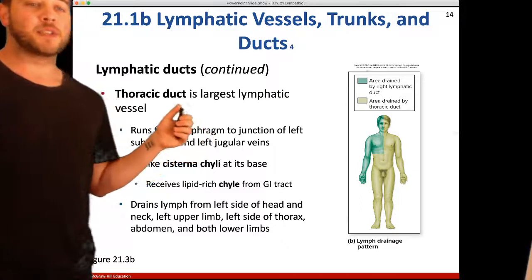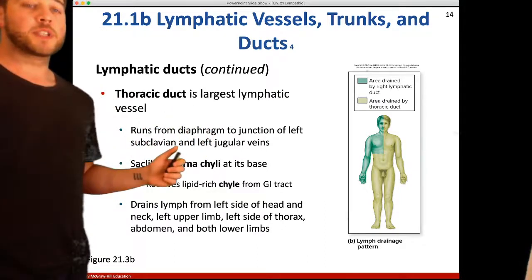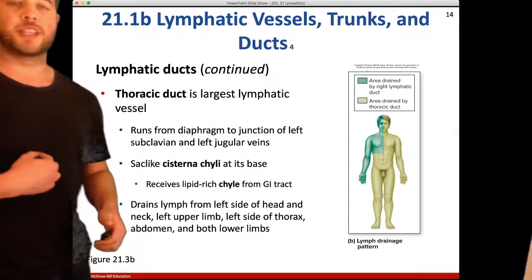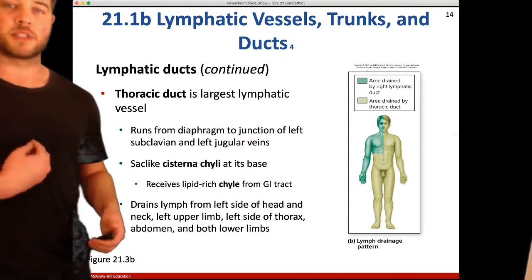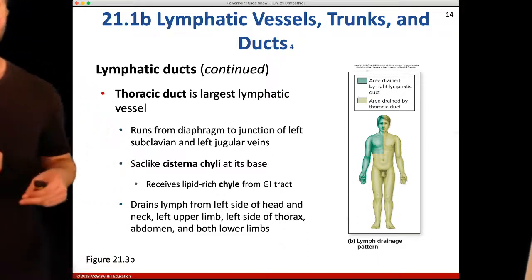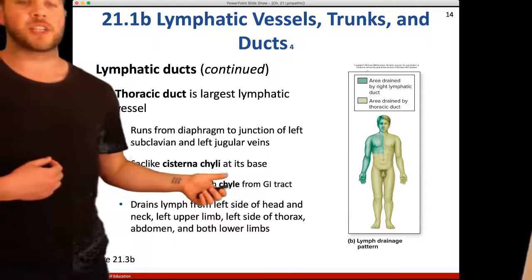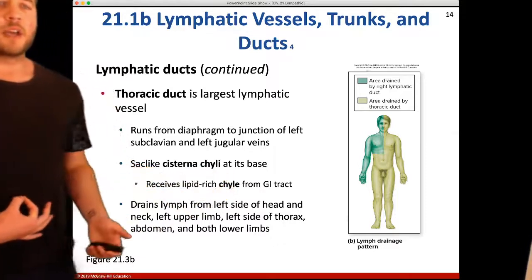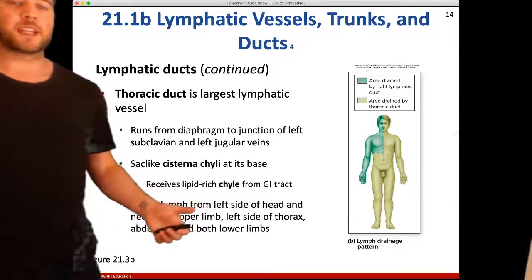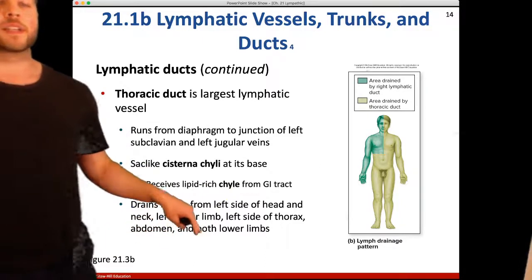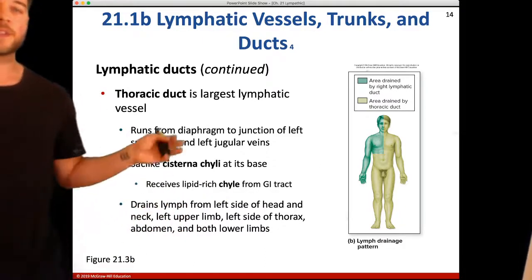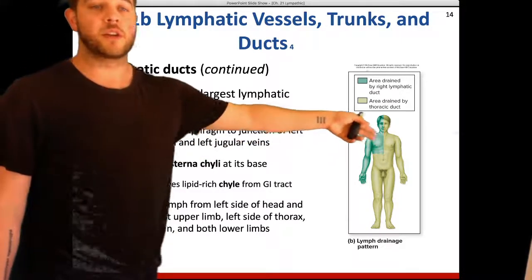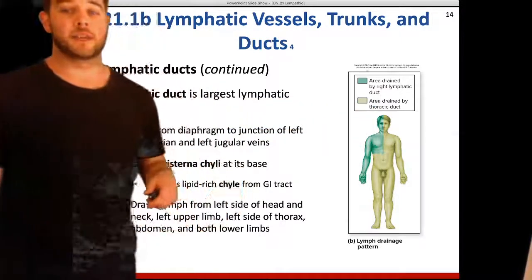Your thoracic duct is your largest lymphatic vessel. It runs from the diaphragm to the junction of the left subclavian and left jugular veins. It sits directly on top of your spine, just the anterior portion of the spine. It has a sac-like cisterna chyli at its base, which is about right there, just above the navel. It drains lymph from the left side of the head, the neck, upper left limb, the left side of the thorax, the abdomen, and both lower limbs. So essentially everything that your right lymphatic duct doesn't drain, your left thoracic duct does.